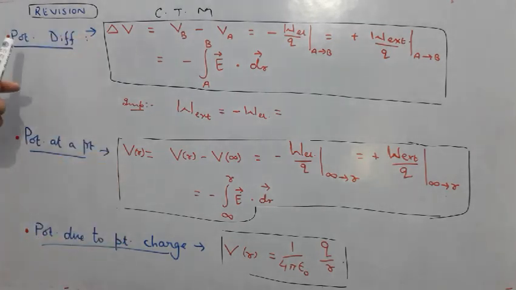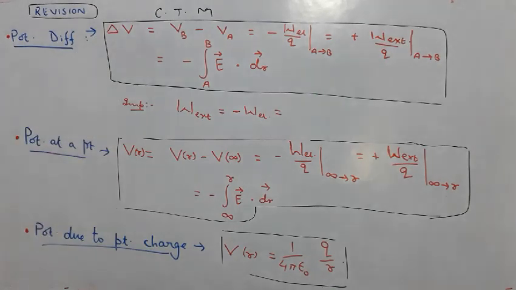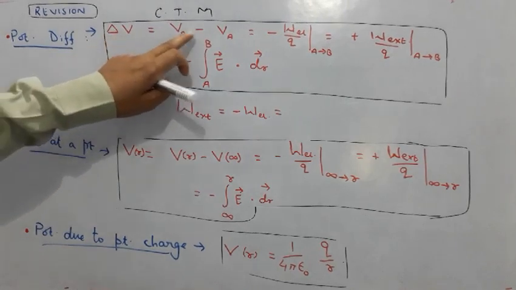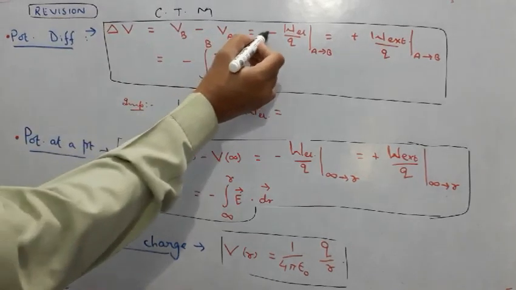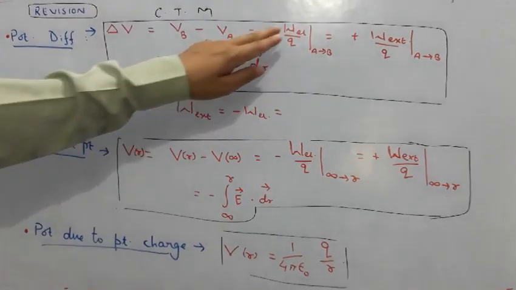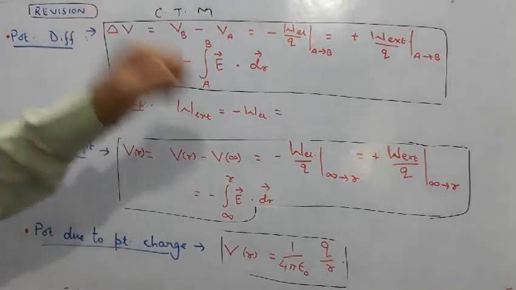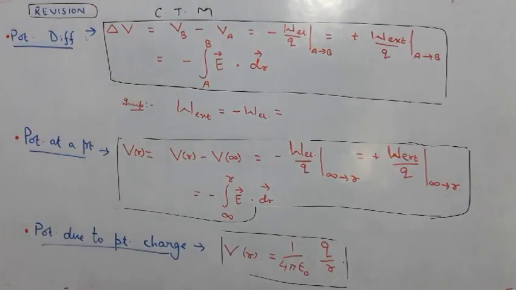The first important thing, potential difference between 2 points, which we denote as delta V, and suppose the 2 points are A and B, so that potential difference we write as VB minus VA, and that we have defined as negative of work done by electrostatic forces or electric field, or positive of work done by external agent in bringing unit positive charge from one point to the other.